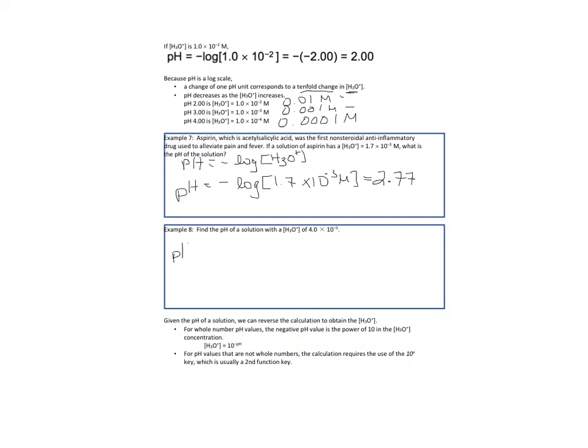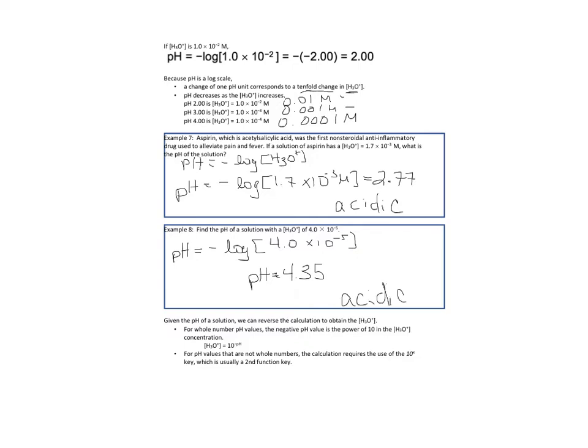Okay, let's try another one. Again, pH is equal to negative log the concentration of the H3O plus, which is 4.0 times 10 to the negative 5. So go ahead, pause the video here, type this in your calculator and see what you get. Okay, I got 4.35. My pH is equal to 4.35. Is that acidic or basic? Anything below 7 is acidic, so both of these solutions are acidic. This top one we just calculated is acidic. This bottom one that we just calculated is acidic.